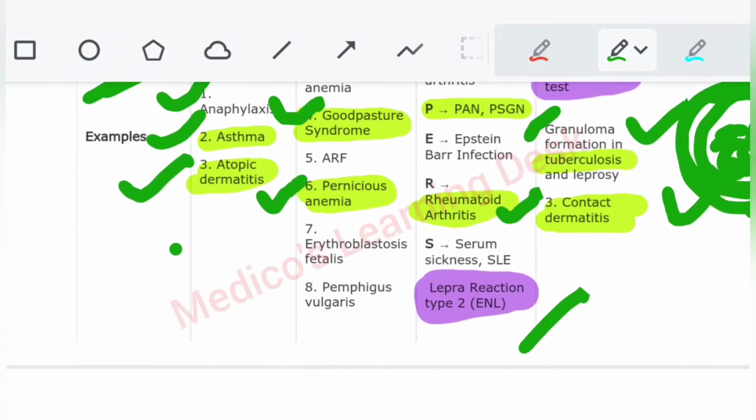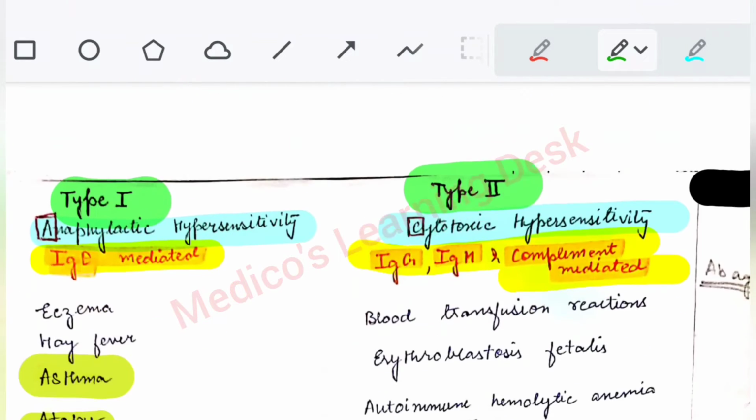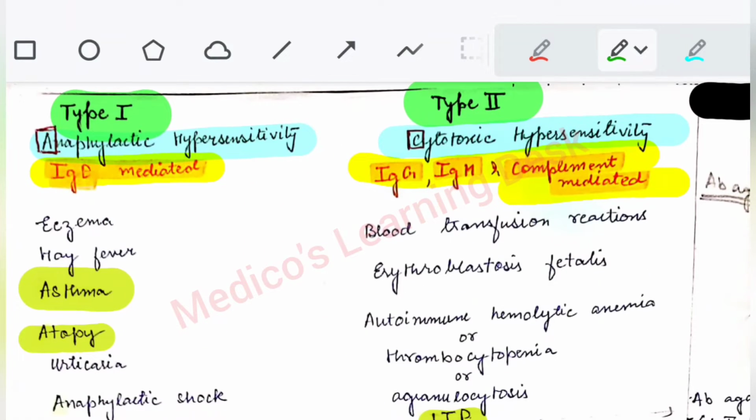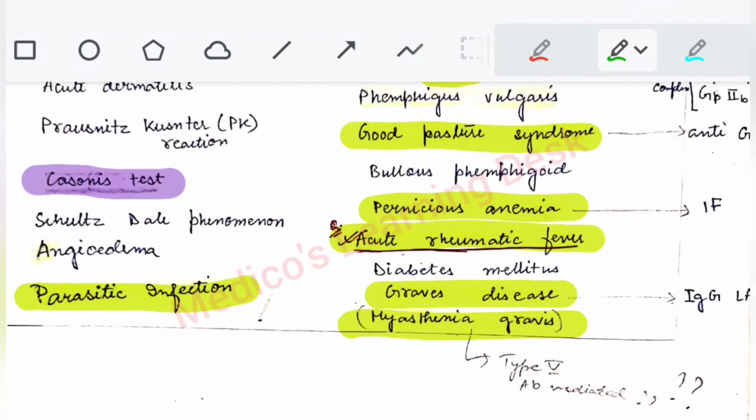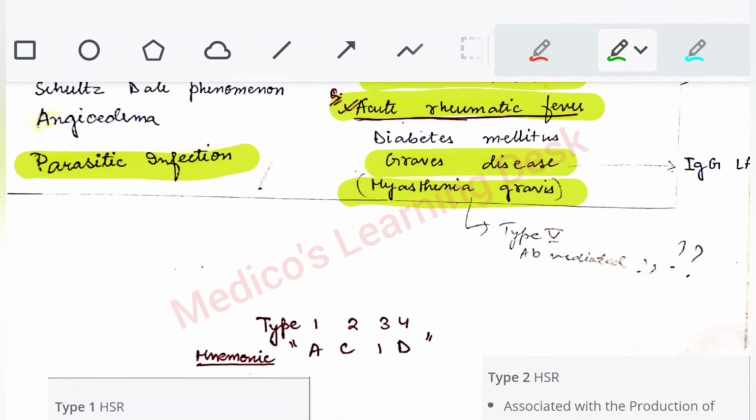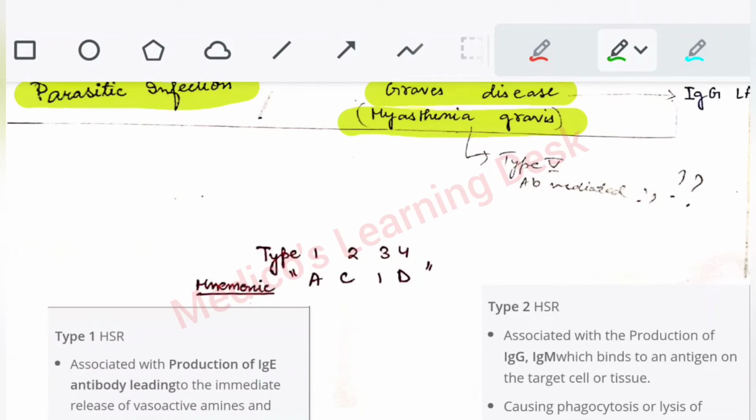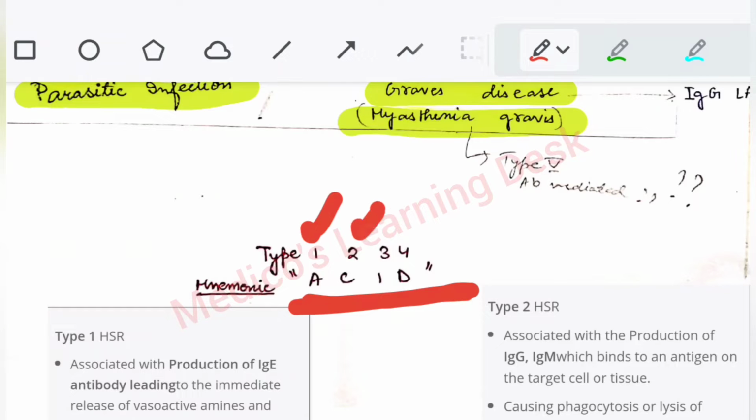Now let's see the individual types. First, how to remember the types. What is the mnemonic here? The mnemonic is ACID. A for type 1, C for type 2, I for type 3, D for type 4.